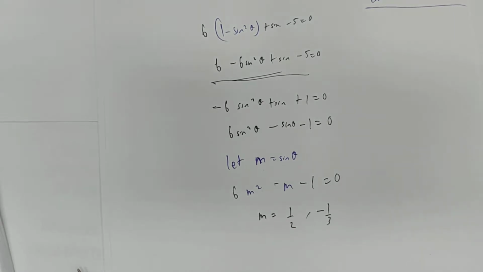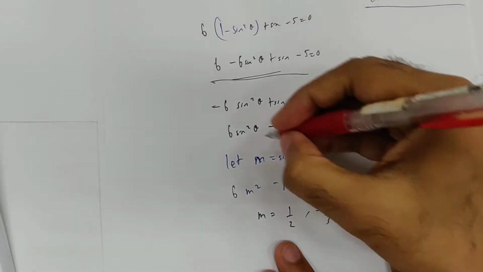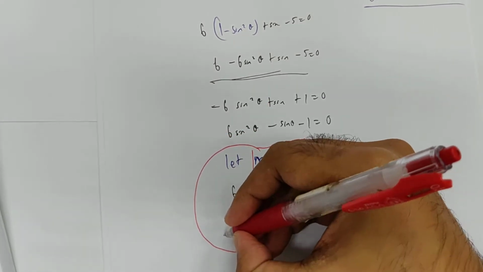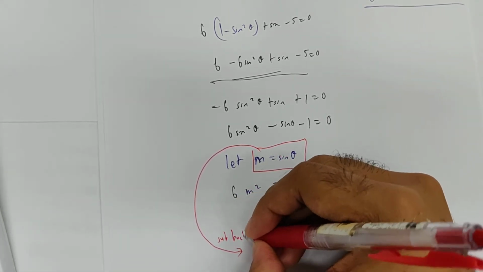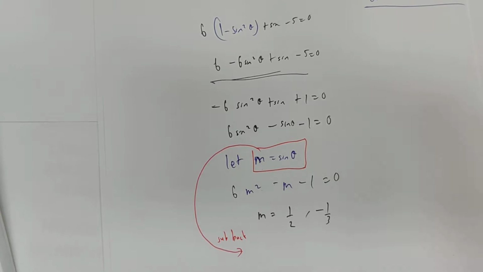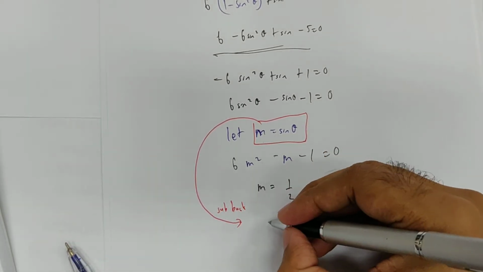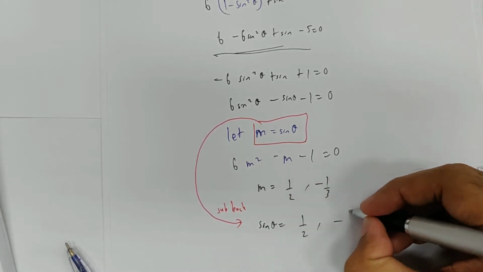And are we done? Why not? You need to sub back, okay? If you stop here, this is the common mistake in exams. I cannot help you if you don't remember. So you need to sub this one back. Can you see the writing, guys, in front? You need to sub back. So just simply sine theta equals half or negative 1 over 3.